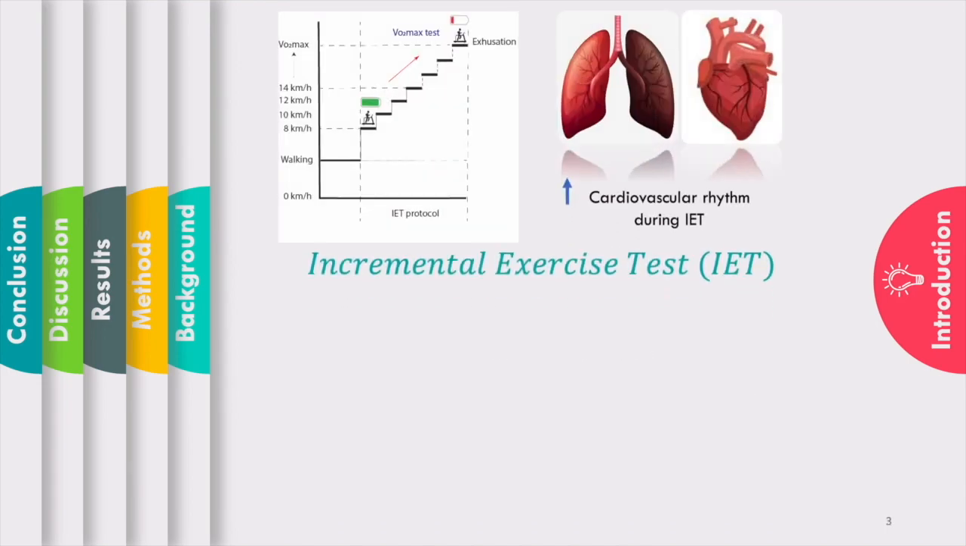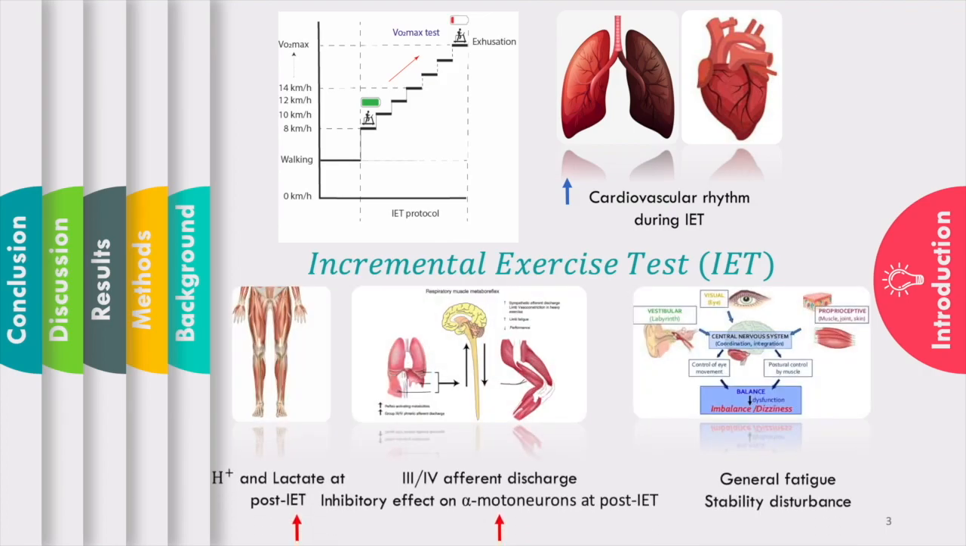Incremental Exercise Test, or IET, is used to evaluate VO2max. IET includes progressive increases of the treadmill speed. Oxygen consumption, heart rate, and cardiovascular performance increase during IET. VO2max is determined when VO2 reaches a plateau despite increased intensity. Therefore, IET generates a large post-exercise oxygen deficit and the release of metabolites such as lactate.